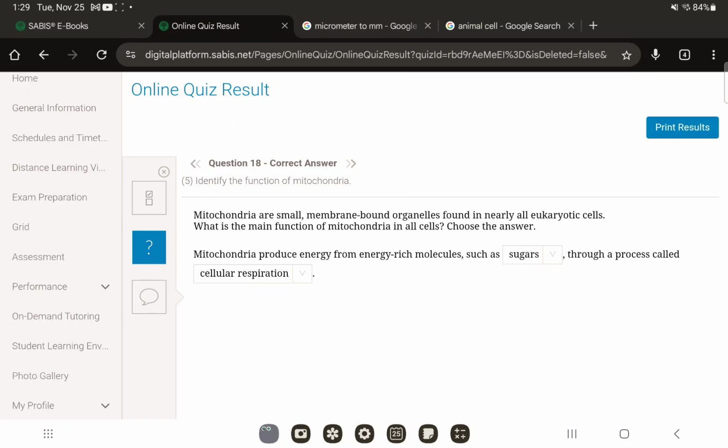Mitochondria produce energy from energy-rich molecules such as sugars through a process called cellular respiration. So the process that mitochondria goes through is called cellular respiration. That's something that we should know. And energy-rich molecules, in the book, the example that they gave us is sugars, so that's how I got the answer. But generally speaking, sugars are rich with energy, and it's just generally well known.